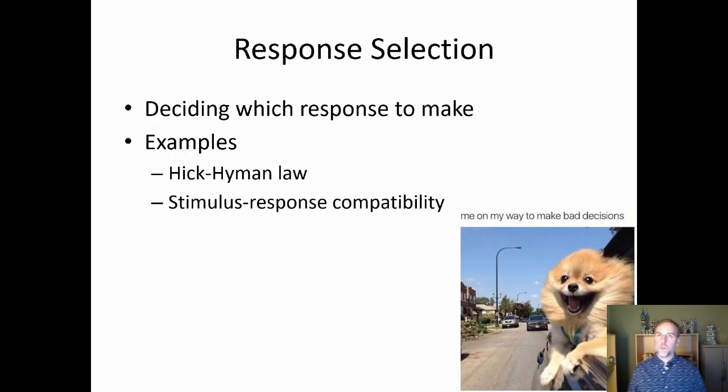This module ties into the last module because we're still talking about the duration of response selection. But last module was specifically about the number of stimulus-response alternatives and the Hick-Hyman law. We're going to see that stimulus-response compatibility can also affect the duration of response selection.